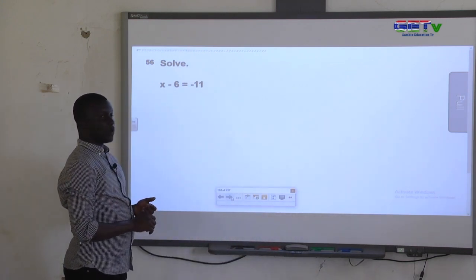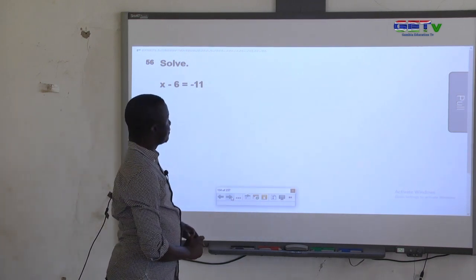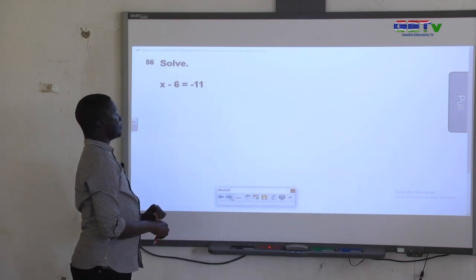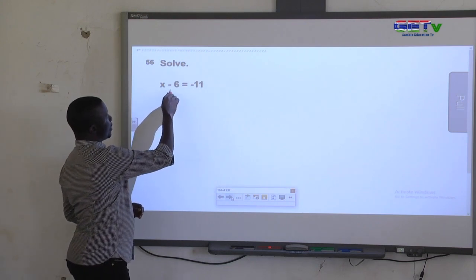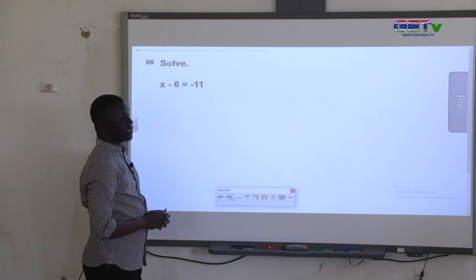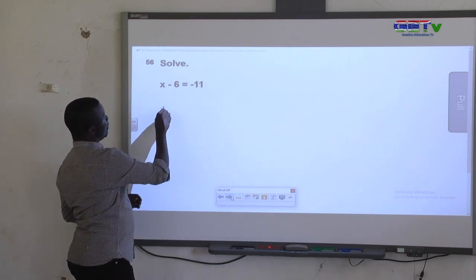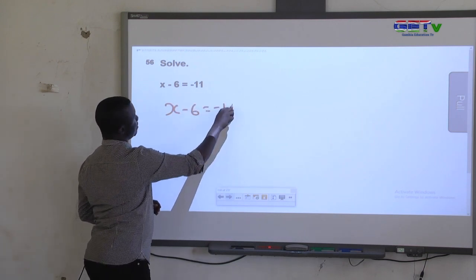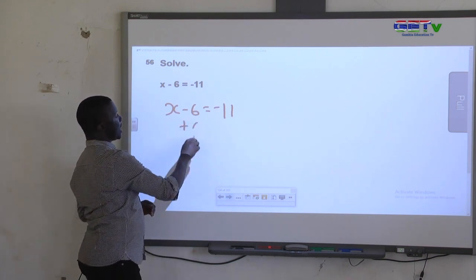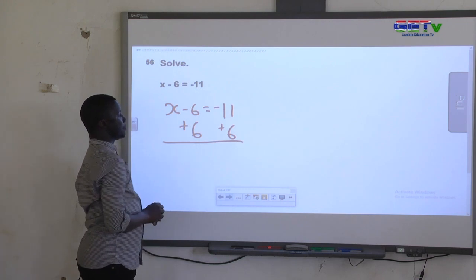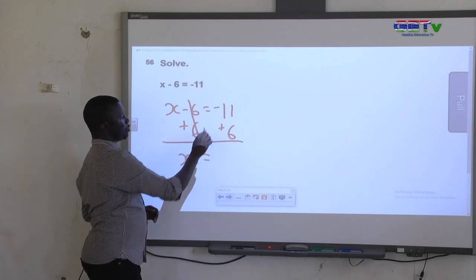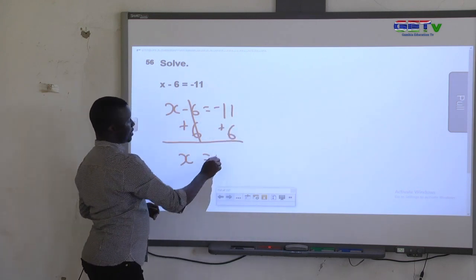Solve x minus 6 equals negative 11. We are asked to solve this. Let's solve this together. We know the operation given here is a subtraction, and the inverse of subtraction is addition. In order to isolate our variable x, we have to add 6 onto both sides. This should undo this. And then we have x equals negative 11 plus 6, which is negative 5.